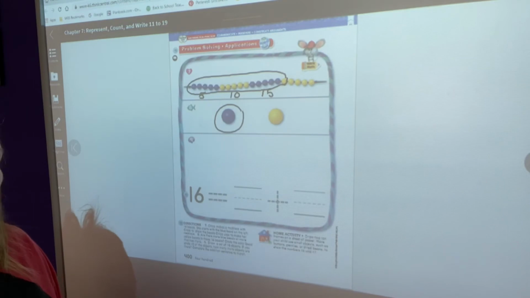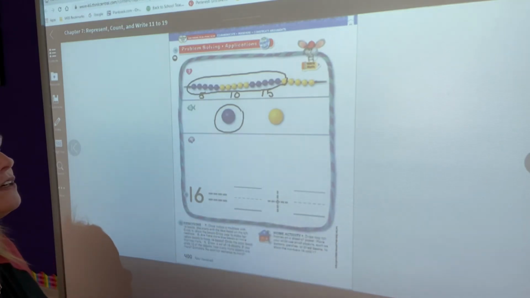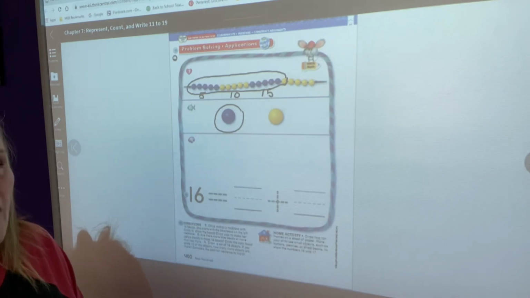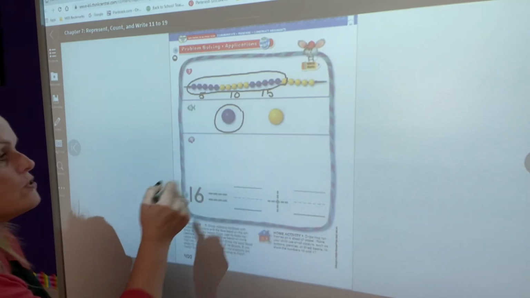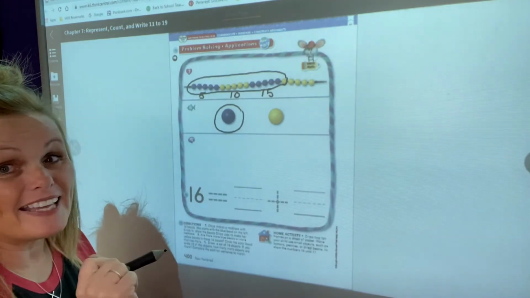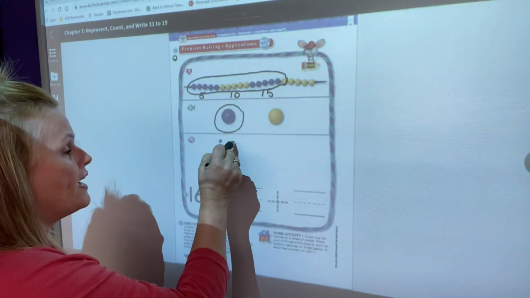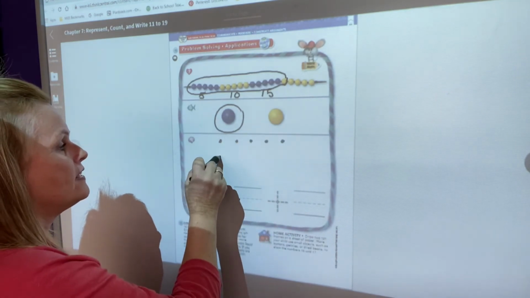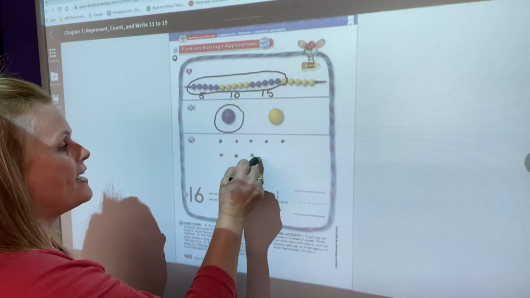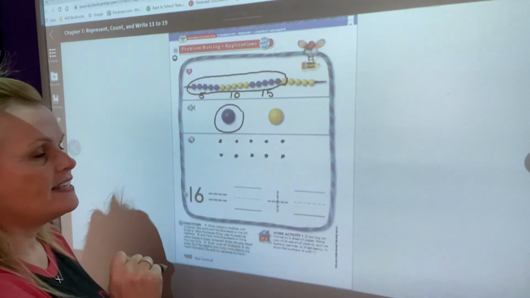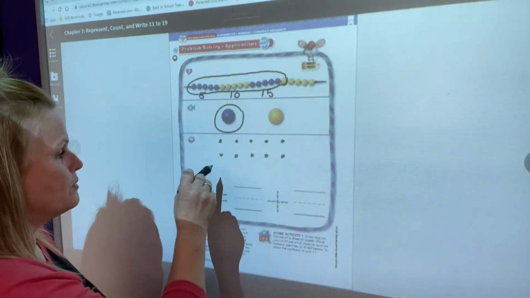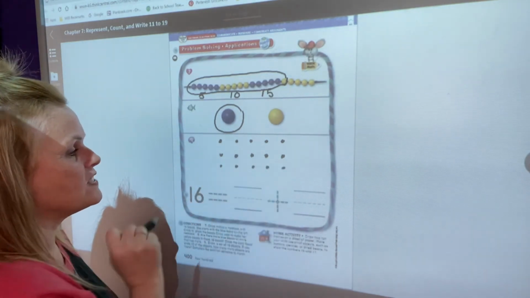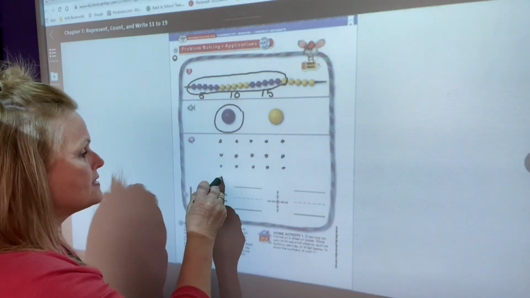And last but not least, we have our equation down here. We're going to talk about the number 16. That means we need to draw 16 counters. We want to draw it neatly so that we can see it, okay? 1, 2, 3, 4, 5, 6, 7, 8, 9, 10. It's getting tricky here, isn't it? We're running out of room. 11, 12, 13, 14, 15, and one more would make 16.